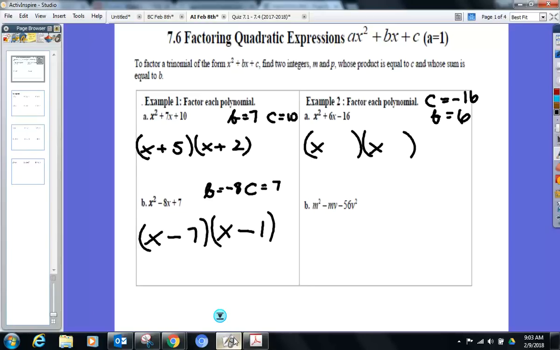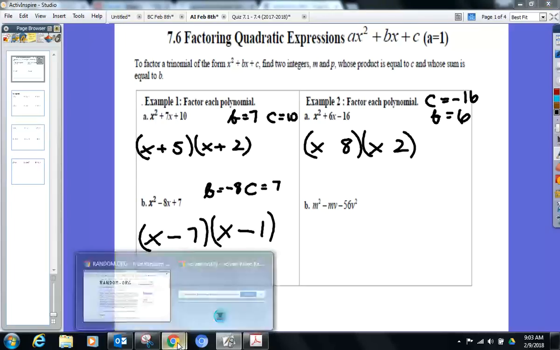Eight and 2? Okay, we can try it. 8 and 2. Be careful now. What signs do I put in front so they add to 6, but multiply to negative 16? Think about it. And even if you need to do a little trial and error and put plus, plus, plus, minus, minus, minus, see what works for you.